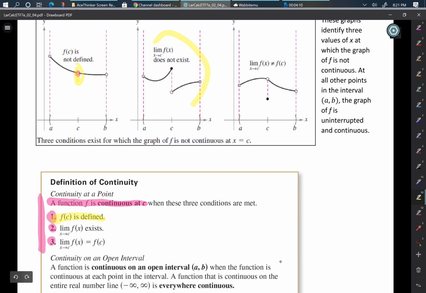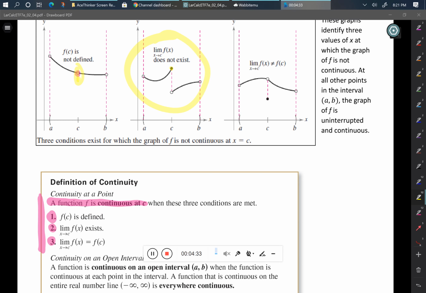Right? Graph number 2. Again, to figure out why it is discontinuous, we start with the definition. Is it defined? Yep, it is. That solid dot right there says f of c is defined. So number 1 is not violated. The function is defined, so number 1 is good. But the limit doesn't exist because the graph is broken, so number 2 fails. So we would say that graph is discontinuous at c because the limit does not exist.